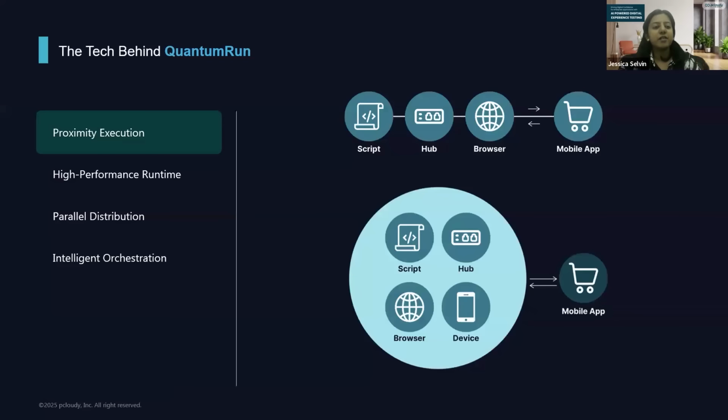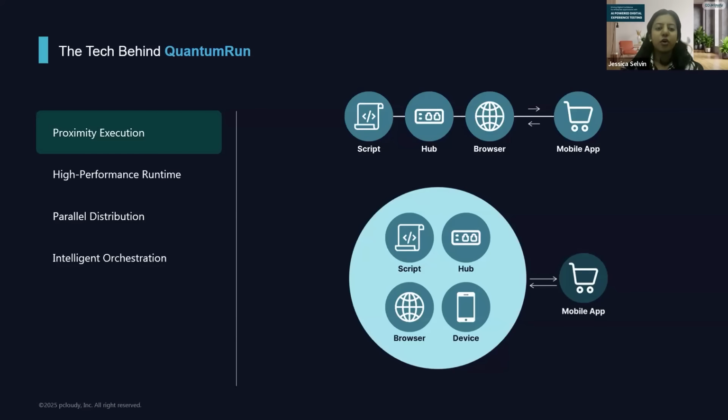So let's deep dive into some of the key tech behind QuantumRun, right? I'm just going to highlight 4 key aspects of QuantumRun. Firstly, the proximity execution. As I mentioned, the first image, in a straight line, you have the script, hub, browser, and your testing app, be it your mobile app or your web app, right? That is where the latency is introduced because it goes over the public internet.